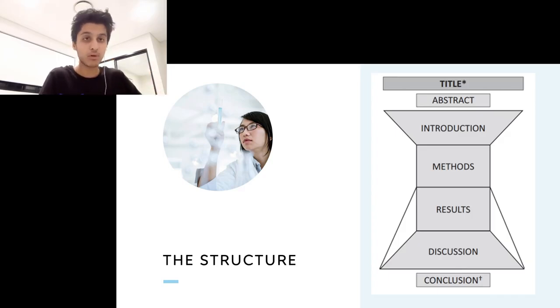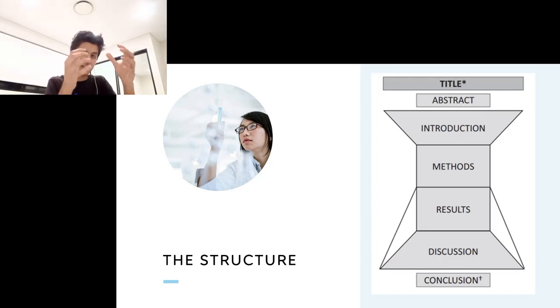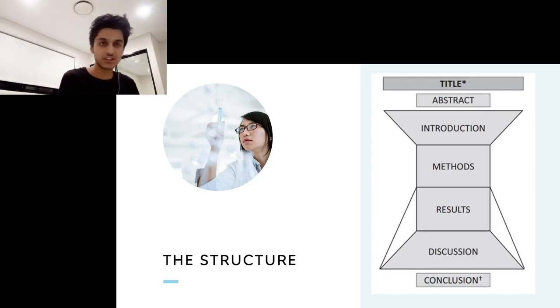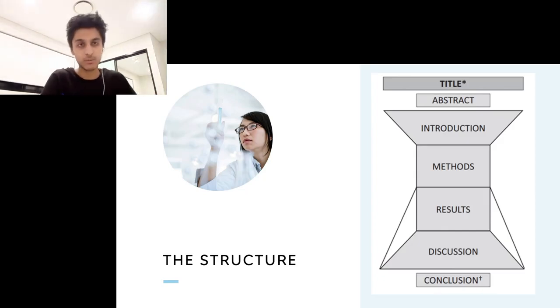Then the methods, you say what happened. I'm going to use a lot of diagrams over there. In the results, you want to say what information you got. And when you do that, you kind of want to set it up for the discussion. Because in the discussion, you show the implications, the applications, the importance of your data, and the importance of your insights, as we talked about in the beginning of the video.